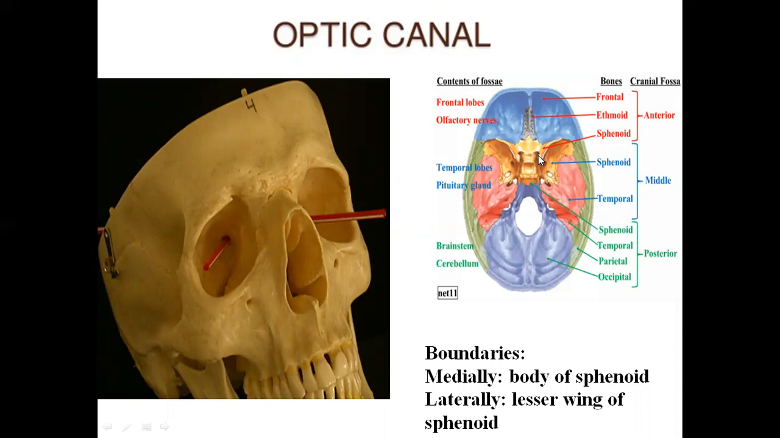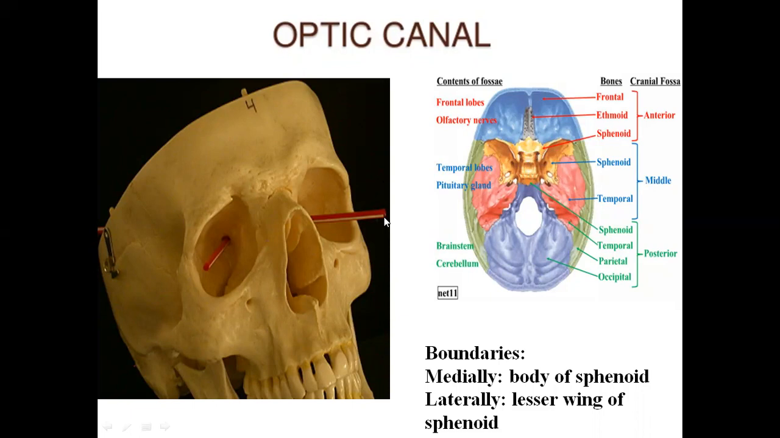Now this optic canal allows the optic nerve, along with meninges, and the ophthalmic artery to pass through. The boundaries of the optic canal: medially it is bounded by the body of sphenoid, laterally it is bounded by the lesser wing of sphenoid. See, this is the lesser wing of sphenoid, this is the greater wing of sphenoid, and this is the body of sphenoid. Between the lesser wing and the body of sphenoid is the optic canal, and this allows the optic nerve and ophthalmic artery to pass through.